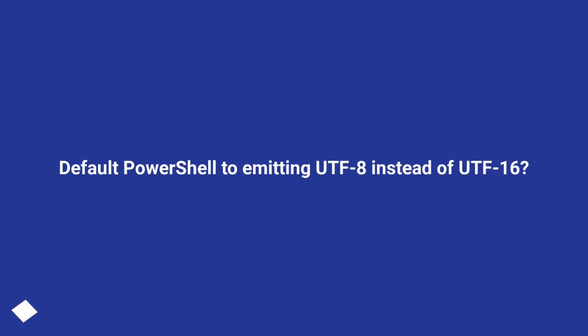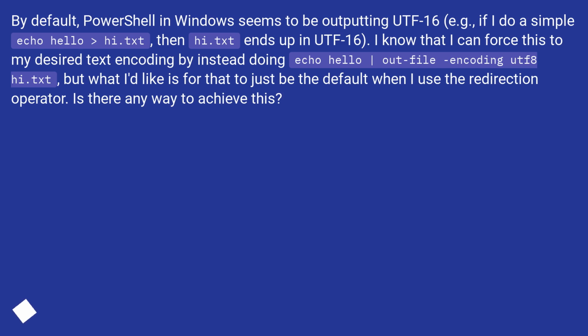Default PowerShell to emitting UTF-8 instead of UTF-16. By default, PowerShell in Windows seems to be outputting UTF-16. For example, if I do a simple echo hello > hi.txt, then hi.txt ends up in UTF-16. I know that I can force this to my desired text encoding by instead doing echo hello | out-file -encoding UTF-8 hi.txt, but what I'd like is for that to just be the default when I use the redirection operator. Is there any way to achieve this?